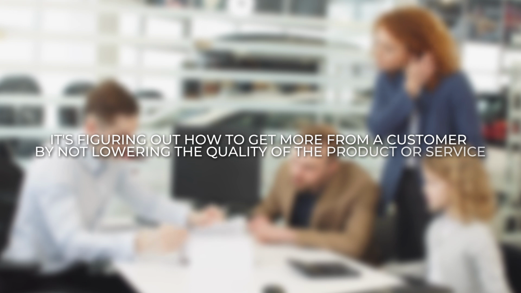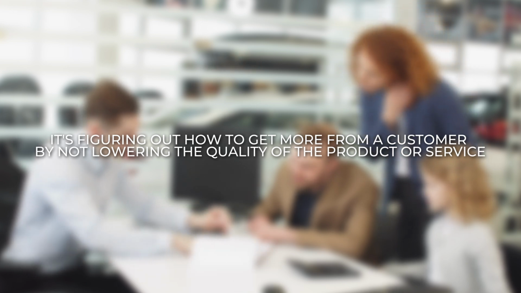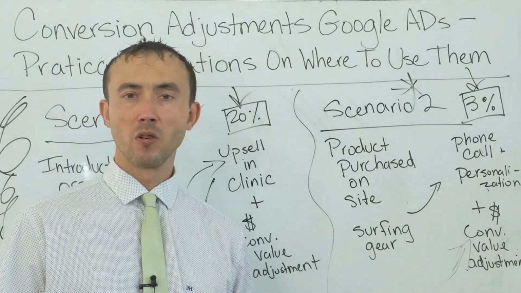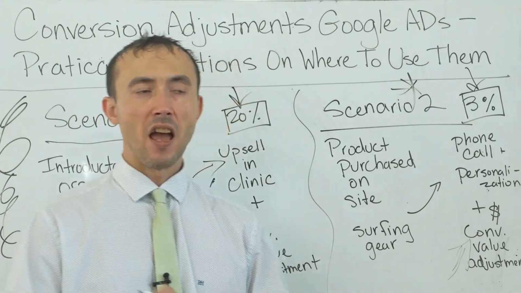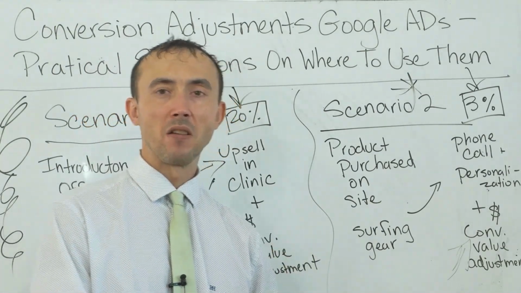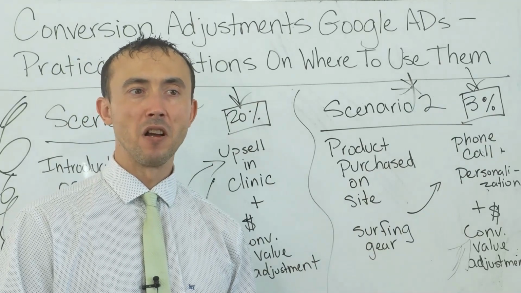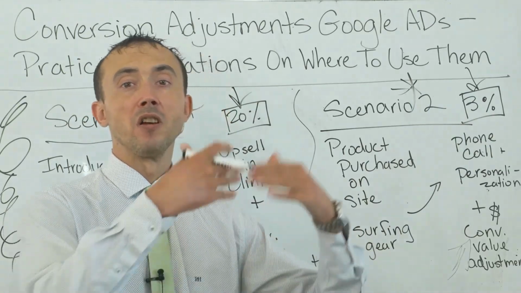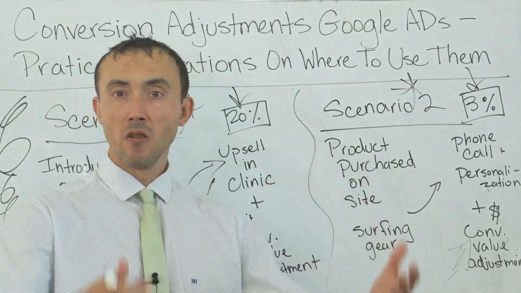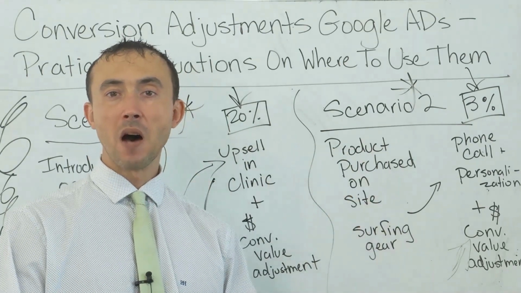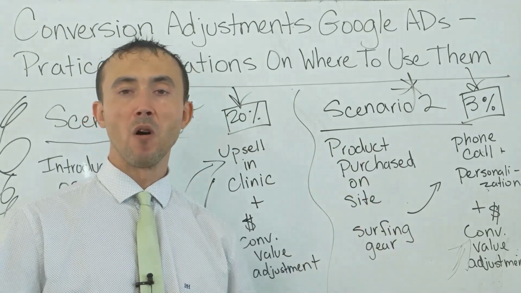It's figuring out how to get more from a customer by not lowering the quality of the product or service. And you can get more out of the product or more out of each customer by making the advertising better. And you can make the advertising better by weeding out traffic that doesn't convert. And then the traffic that does convert, saying better things to get them to respond at a higher rate, then get them to buy more crap once they buy. And then you work it from all 3 angles.